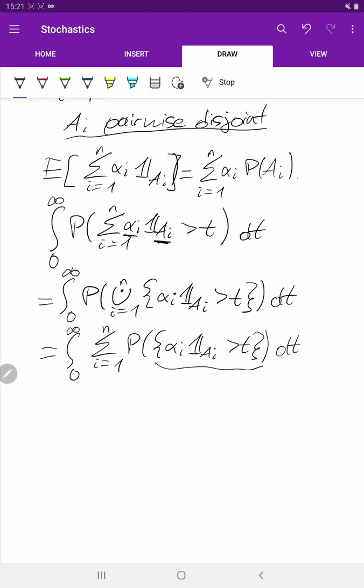So at this part, we have to think what this is. So this means that alpha_i should be bigger than t, and also the characteristic function should be, let's say, bigger than 0 or non-zero. It doesn't matter what we write here. Well, it does matter, but bigger than 0 or non-zero is equivalent because it just takes the values 0 and 1. So that's this probability.